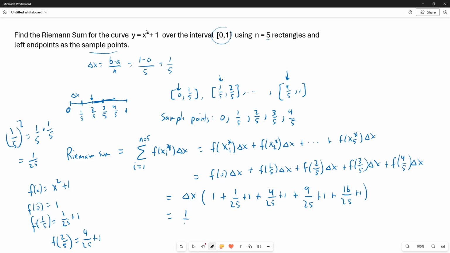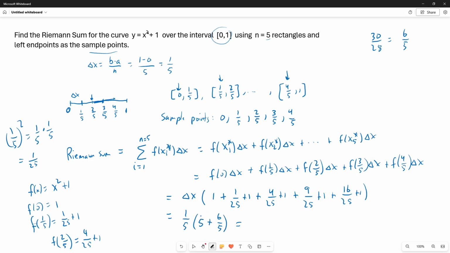And the delta x is 1/5. So what do we have in the parentheses? 1, 2, 3, 4, 5 plus 1s make 5. And then how many 25ths do we have? 1 and 9 make 10, and 4 and 16 make 20. 10 and 20 make 30. So we have 30 25ths. And then we can simplify that. Divide top and bottom both by 5, and it's 6/5. So 5 plus 6/5. And that's our Riemann sum.